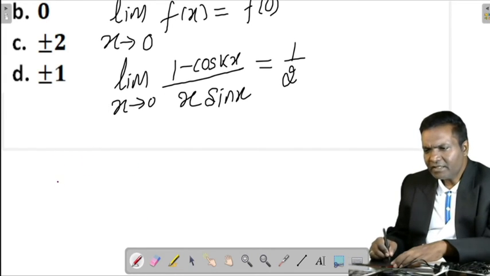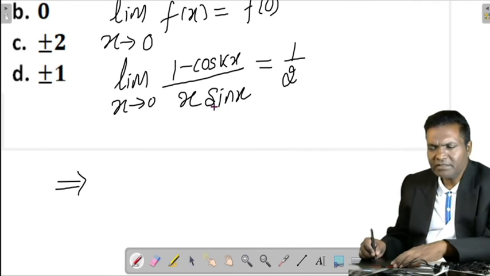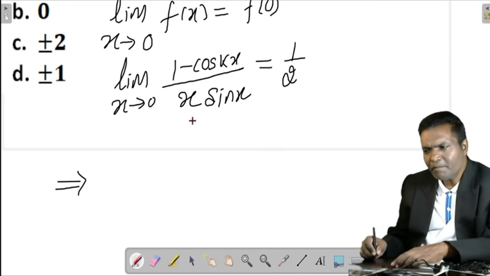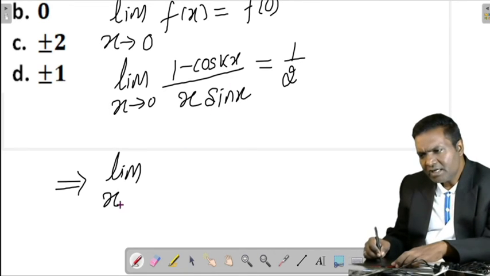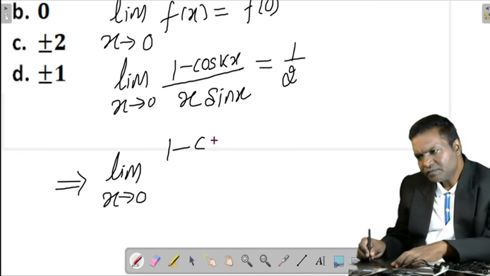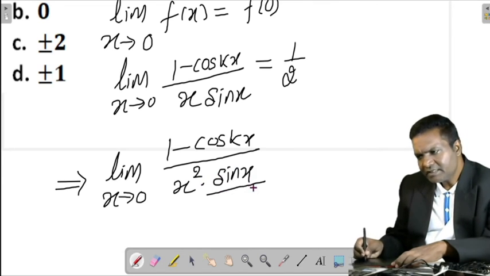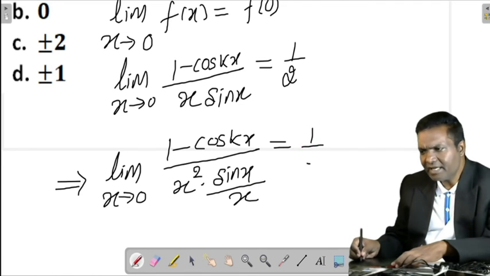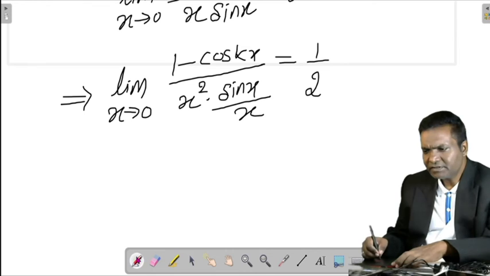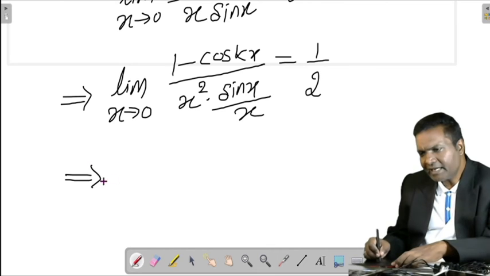Now see here, whenever you find sin or tan in the denominator, you better try to convert it in the form sin x by x, as x tends to 0 is 1. So I multiply and divide by x in the denominator. So what will we get? Limit x tends to 0, 1 minus cos kx by, if I multiply and divide by x, you will get this sin x by x equals 1 by 2 as it is.